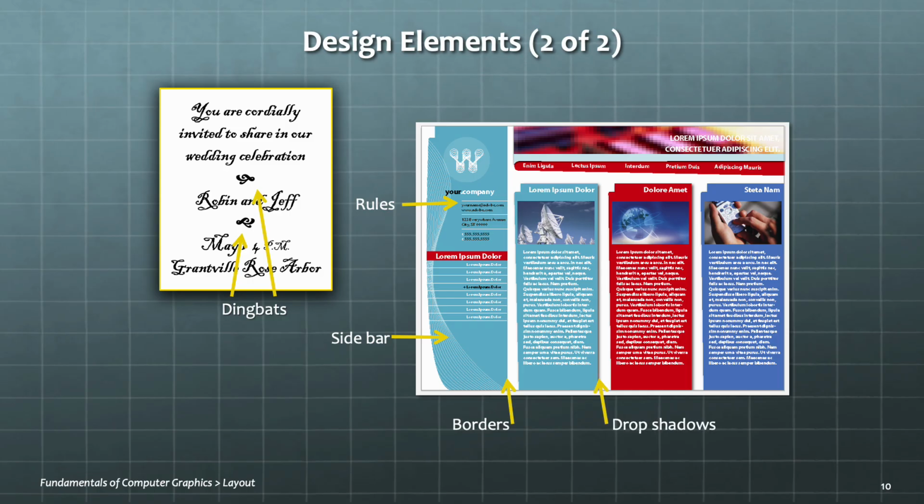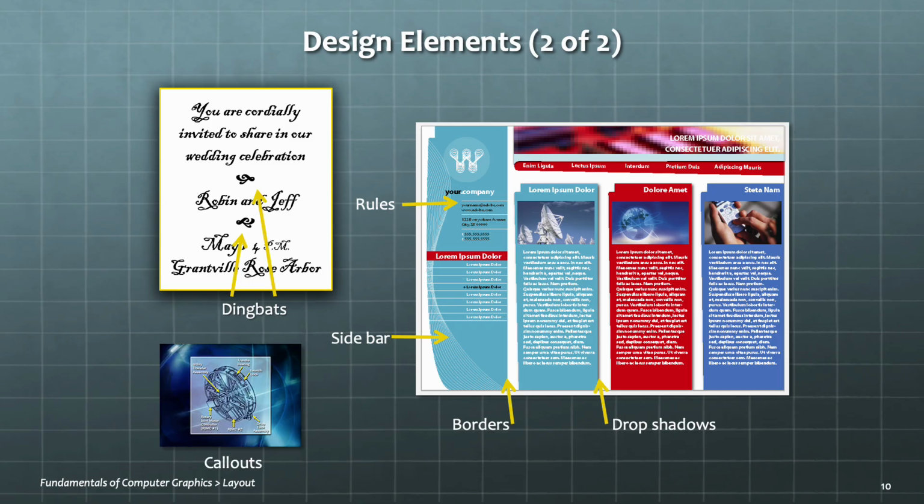Drop shadows can be used to create contrast and to highlight graphic elements. Drop shadows can be used with text, but they can interfere with readability if they're applied to small text. Callouts can be images or text. In this case, it's an image, but text callouts are very common in magazine articles to bring the reader's attention to some important concept.